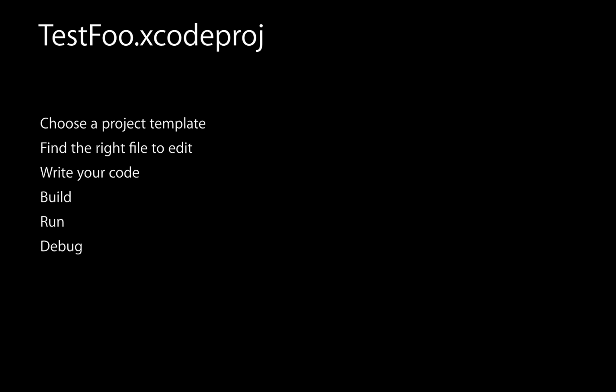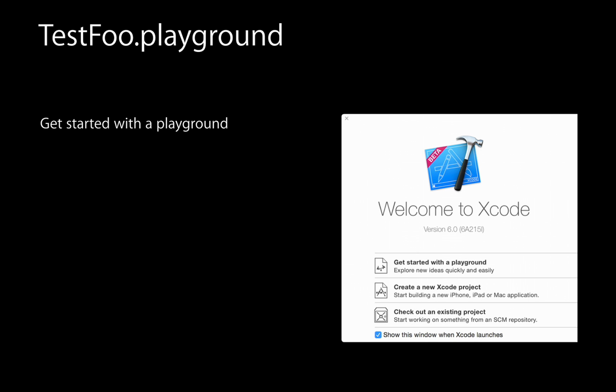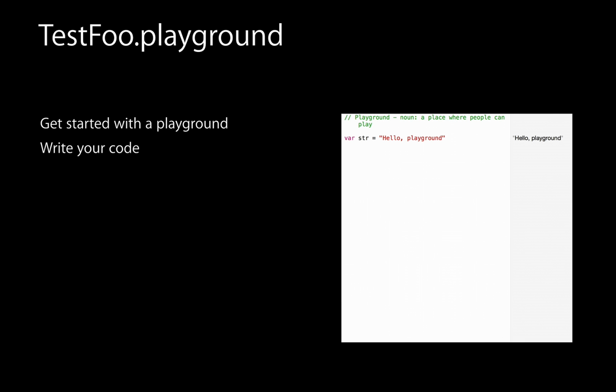We think playgrounds can handle this a whole lot better. That's because there's really only 2 steps. You would just get started with a playground and write your code. Once you start writing your code, we'll automatically execute it for you and show you the results in the sidebar so you can see where things are going wrong.